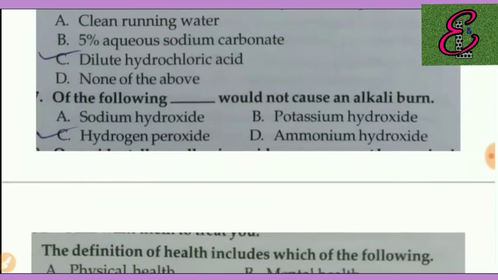Next question. Which of the following would not cause an alkali burn? Hydrogen peroxide would not cause an alkali burn.